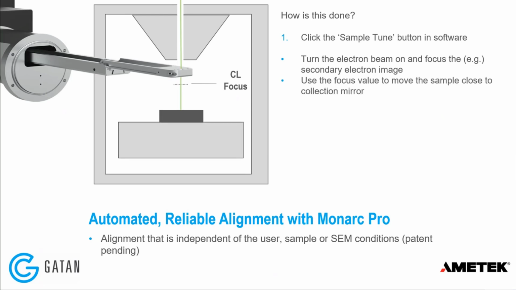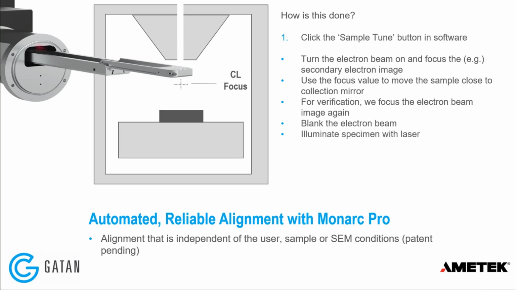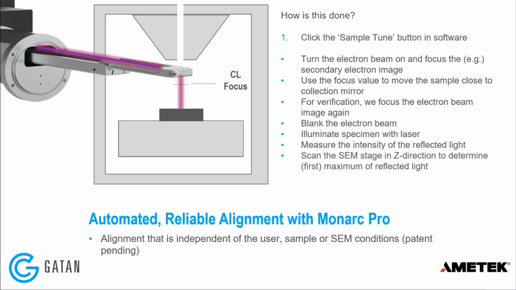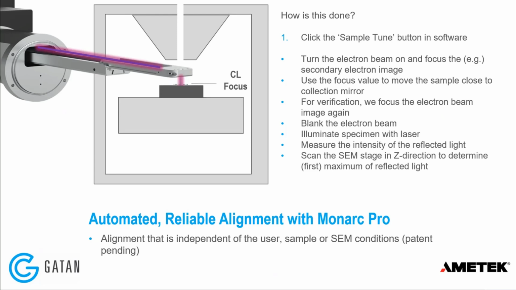And so we work out very roughly how far the sample needs to move, and we bring that closer to the collection mirror. And then we ask the user to focus the electron beam again, just to verify that we have brought it to roughly the right location. We then turn the electron beam off, and so we no longer rely on the SEM. We turn on instead a laser, which is built into the Monarch system. So we illuminate the specimen with a laser, and we measure the intensity of the reflected light. We then scan the specimen stage in the Z direction to determine the maximum of the reflected light.